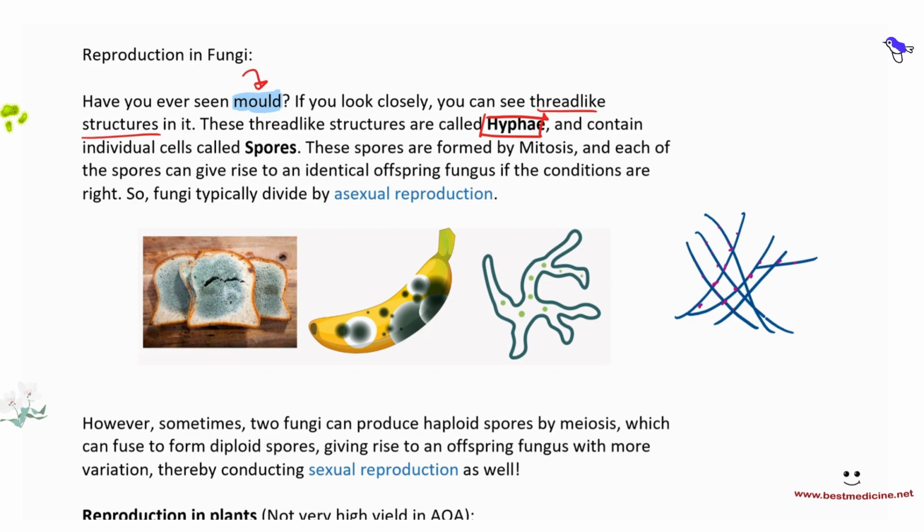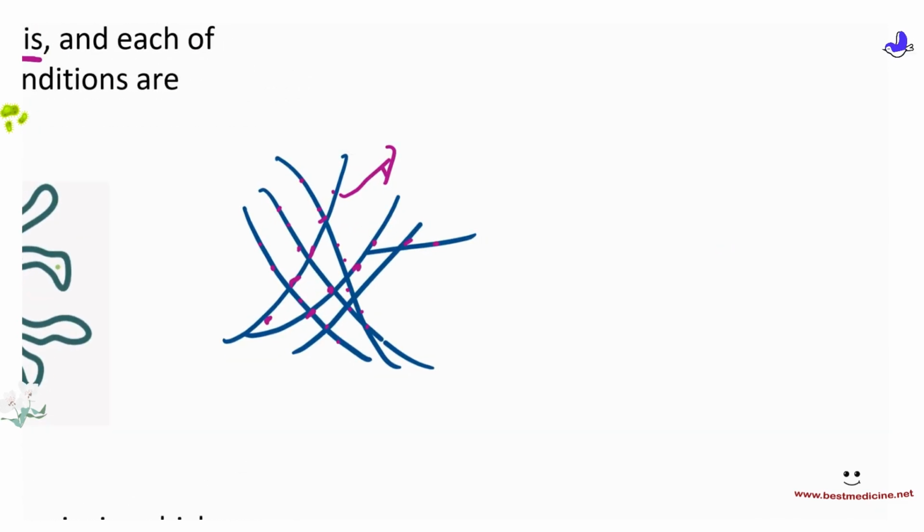Seeds are normally formed by sexual reproduction, but it's a good analogy, I guess. So spores are formed by mitosis, and each of the spores can give rise to an identical offspring fungus. For example, if one of the spores lands on a piece of bread maybe, right? If this is a piece of bread or something.